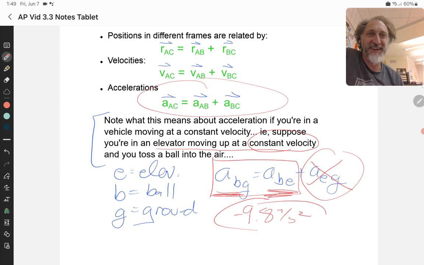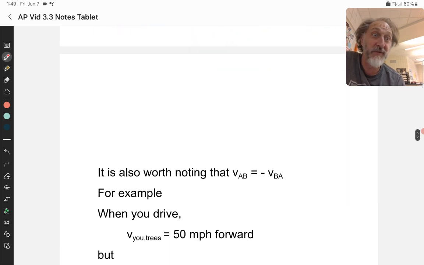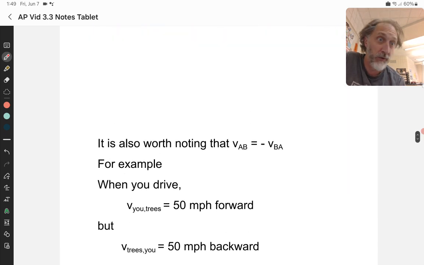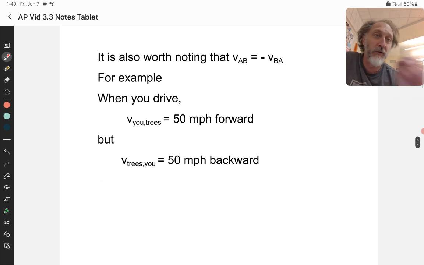There you go, all right? So let's see if we can apply that in the form of an example. Before we do, really quick side note. It's also worth noticing that the velocity of A relative to B as a vector is the opposite of the velocity of B relative to A.